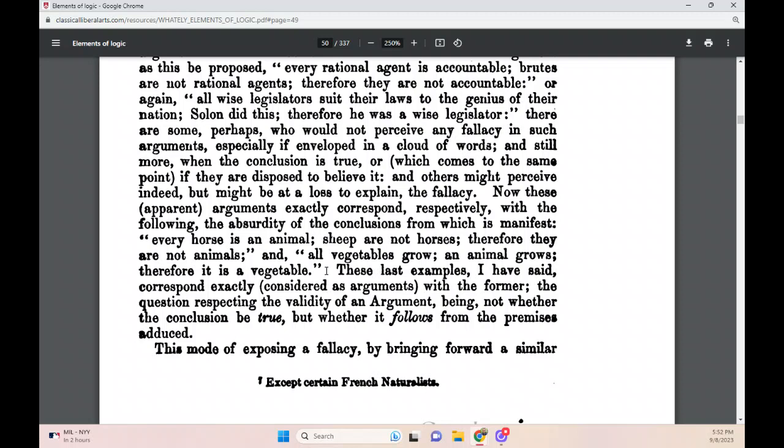These last arguments, I have said, correspond exactly with the former. The question respecting the validity, the reasonableness of an argument, being not whether the conclusion is true or false, but whether it follows from the premises adduced. So when we talk about the validity of an argument, we're not asking whether it's true or false. We're asking whether the conclusion follows from the premises. Okay?